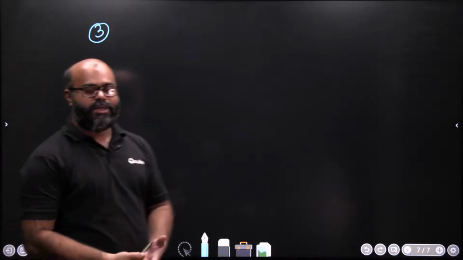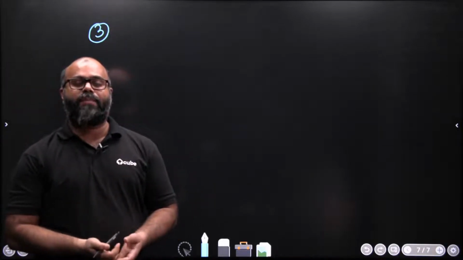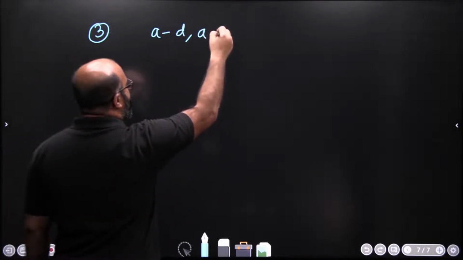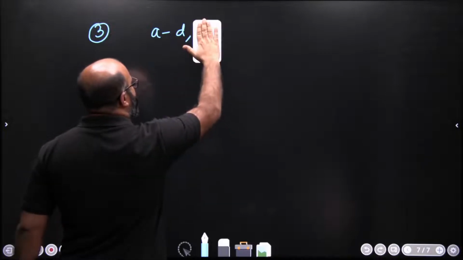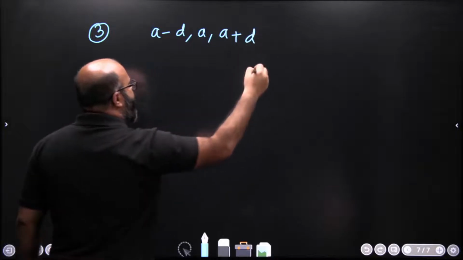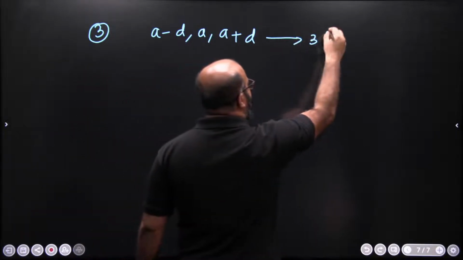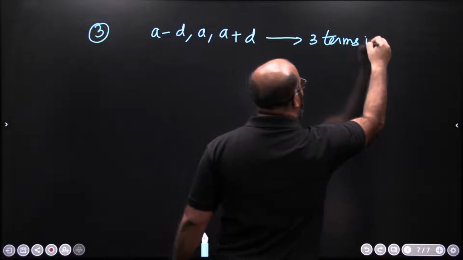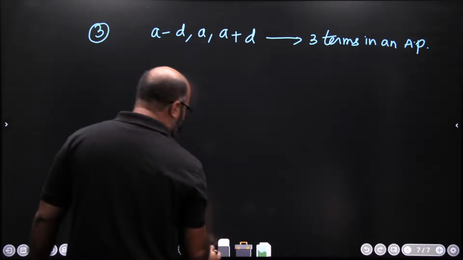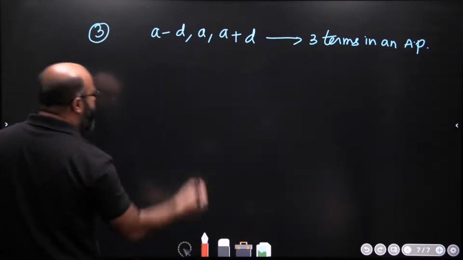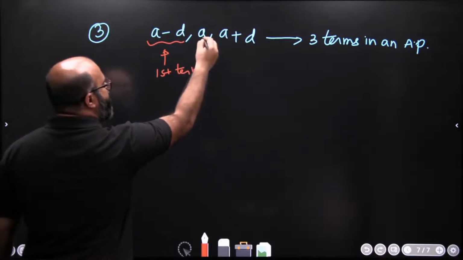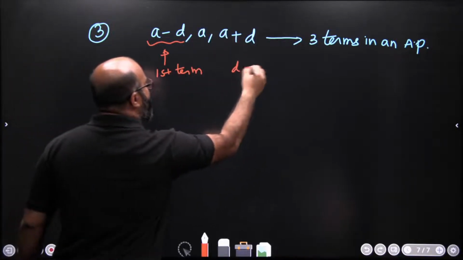The third property says if we generally take three terms in an AP, we take them like this: A minus D, A, A plus D. Most of the cases like this, because in addition cases the D will get cancelled. So we will see an example. So this is three terms in an AP. Three terms in an AP are generally taken like this, where the first term is not A, but the first term is A minus D. This is the first term. And of course, this is the second term, this is the third term, and D is the common difference.